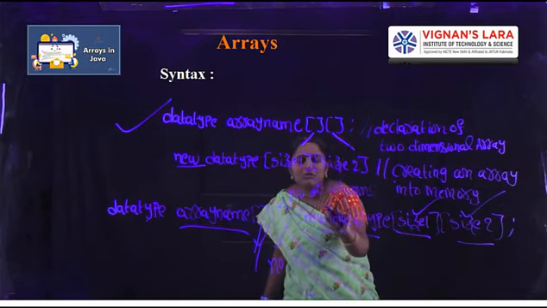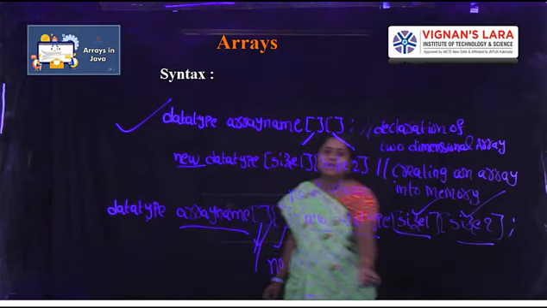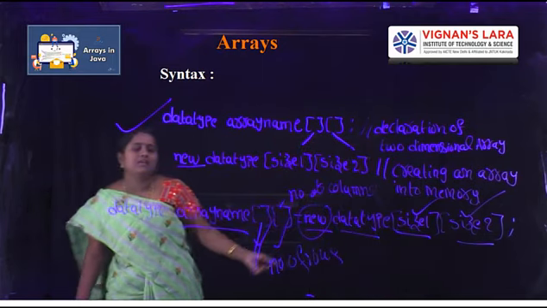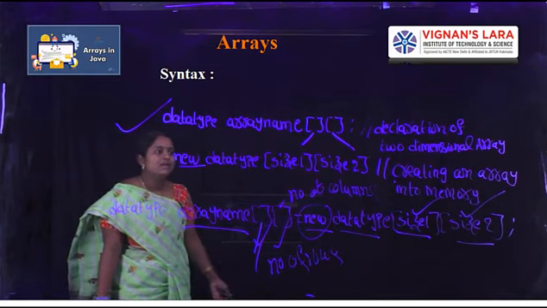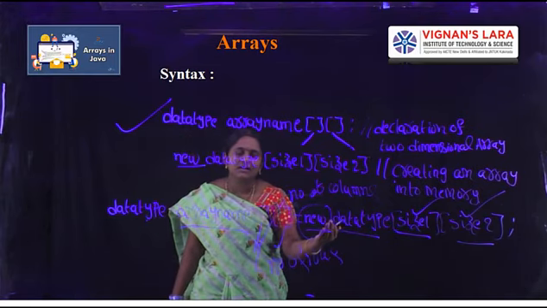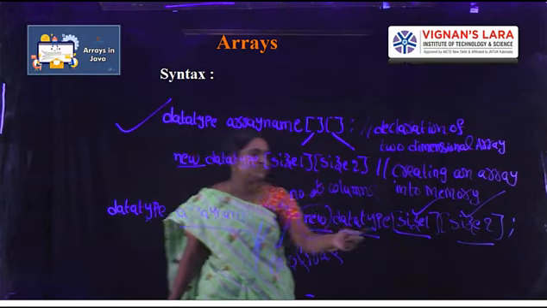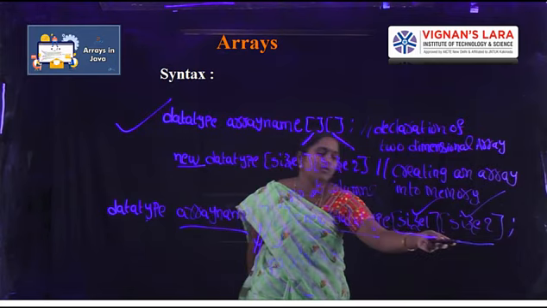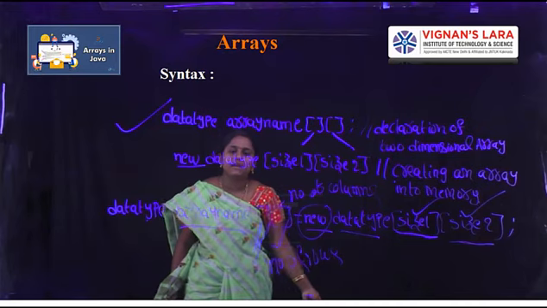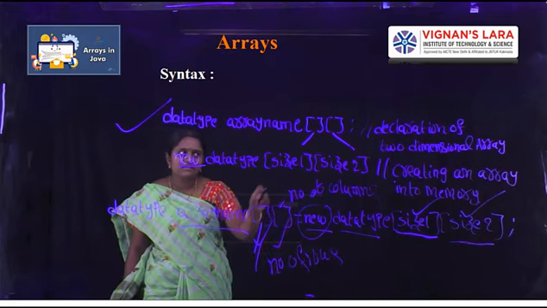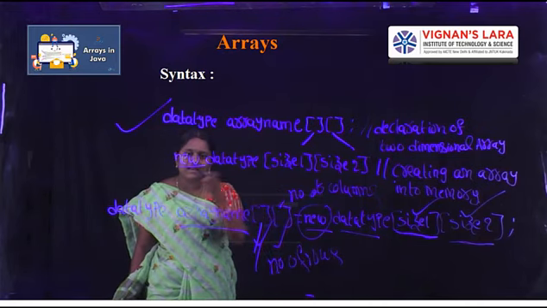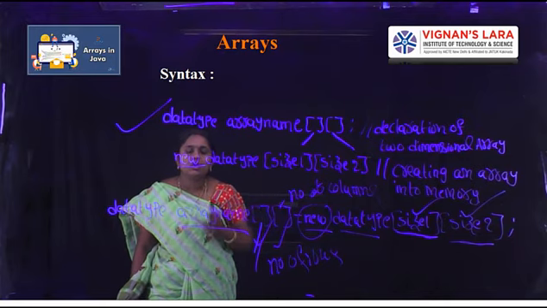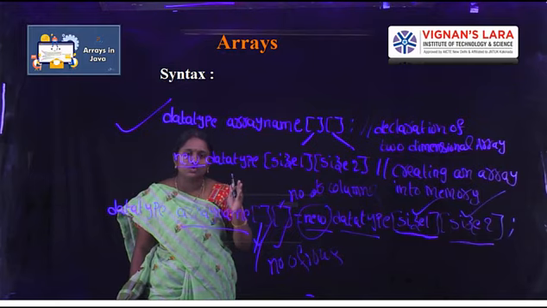What is the purpose of the new keyword? It dynamically allocates the memory space for an array. Data type defines the data type declared in the array. Size 1 represents the number of rows, size 2 represents the number of columns that can be created in memory locations. It is the syntax for declaring and creating an array in memory.